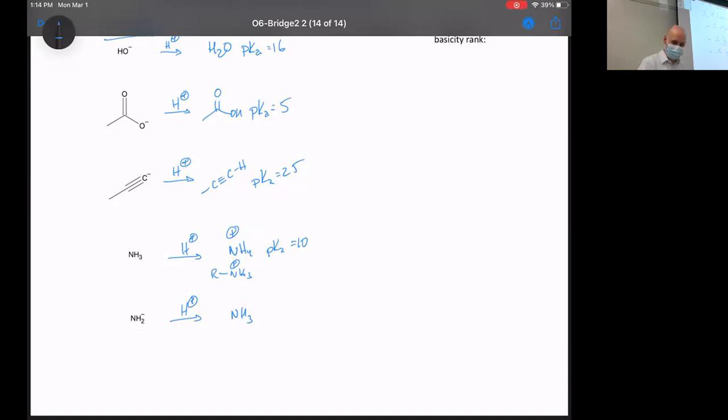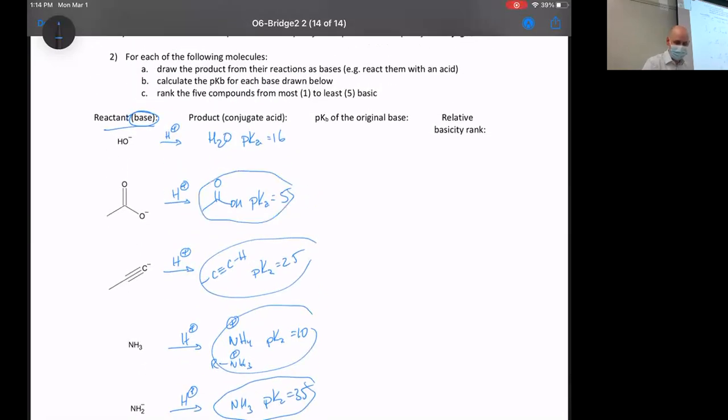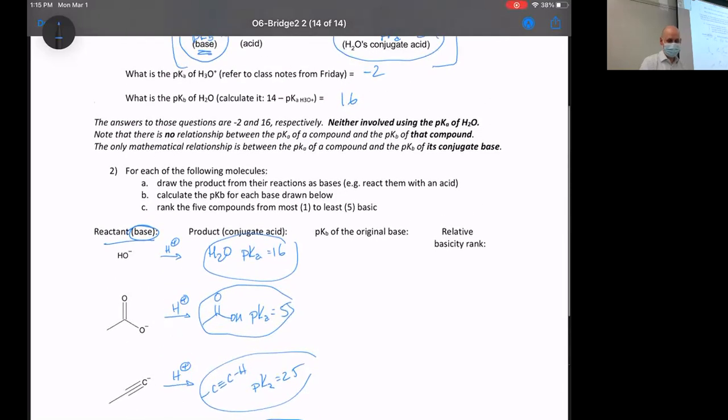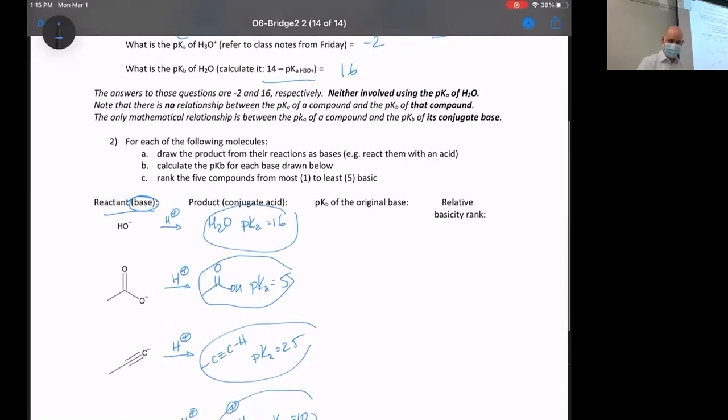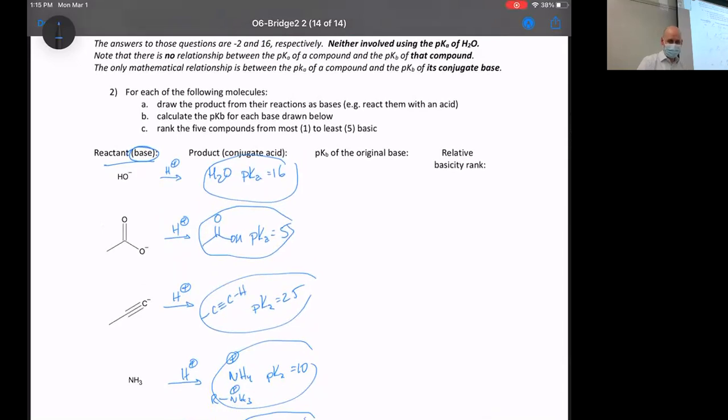All right, what about a neutral nitrogen? 35, great. All right, so once again, these are the pKa's of our acids. And we use these to get the pKb's, not of those acids, but of their conjugate bases. So we used OH-. We said if we add a hydrogen, it becomes water. Well, if we know the pKa of water, we can figure out the pKb of hydroxide. So the pKb is how you do it. 14 minus your pKa of your conjugate acid. So the pKb of hydroxide, and this is of the original base.